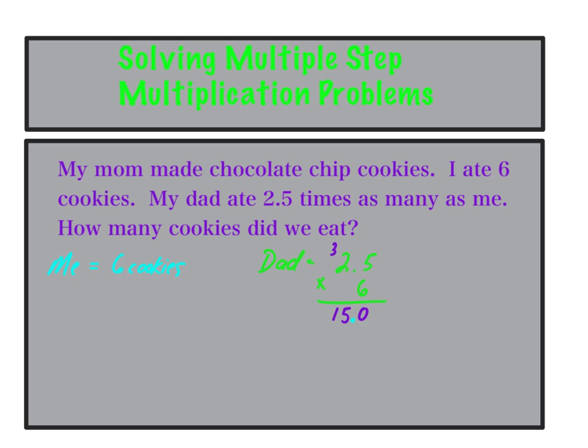So it looks like my dad could possibly, in this situation, eat 15 cookies, and I have 6. But we're not done at 15. The question doesn't want to know how many did my dad eat, it wants to know how many did we eat. So our last step is to go ahead and add those together. So we do 15 plus mine equals 21 cookies.